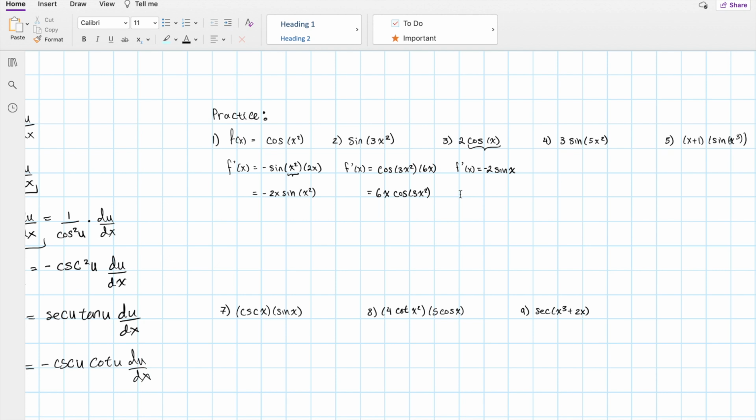Okay, question 4. Same thing. So we have this constant multiple rule, so we're going to put the 3 in front and not touch it. And we're just going to focus on this right here, sine of 5x squared. So that's going to be, based on the rule, cosine of 5x squared. And then we're going to multiply that by the derivative of what's inside the bracket, meaning 5x squared. So the derivative of that is 10x. Now we can simplify this a little bit further by multiplying the 3 and the 10x. So 30x times cosine of 5x squared.